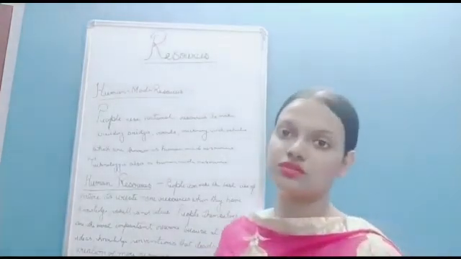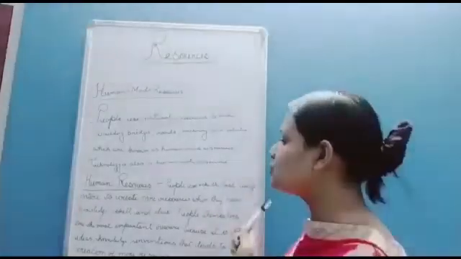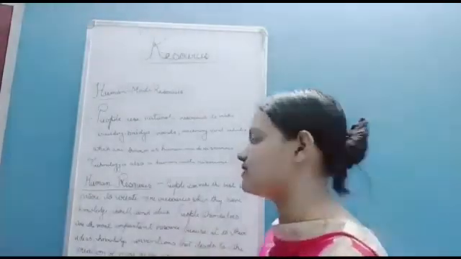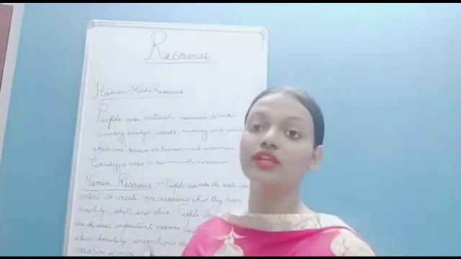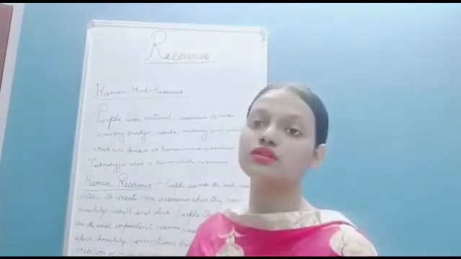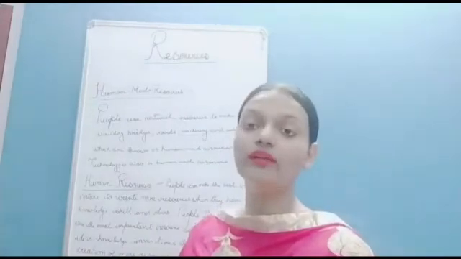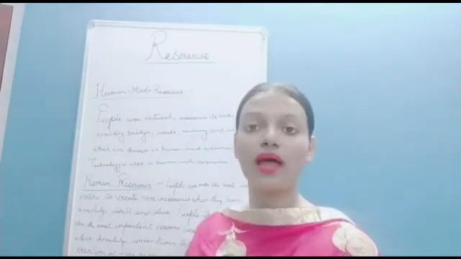Okay. Next we have human resources. Now what is human resources? People can make the best use of nature to create more resources when they have knowledge, skill and ideas. So people can make the best use of nature when they can create more resources. But to create more resources, what do we require? We require knowledge, skill and also some ideas.